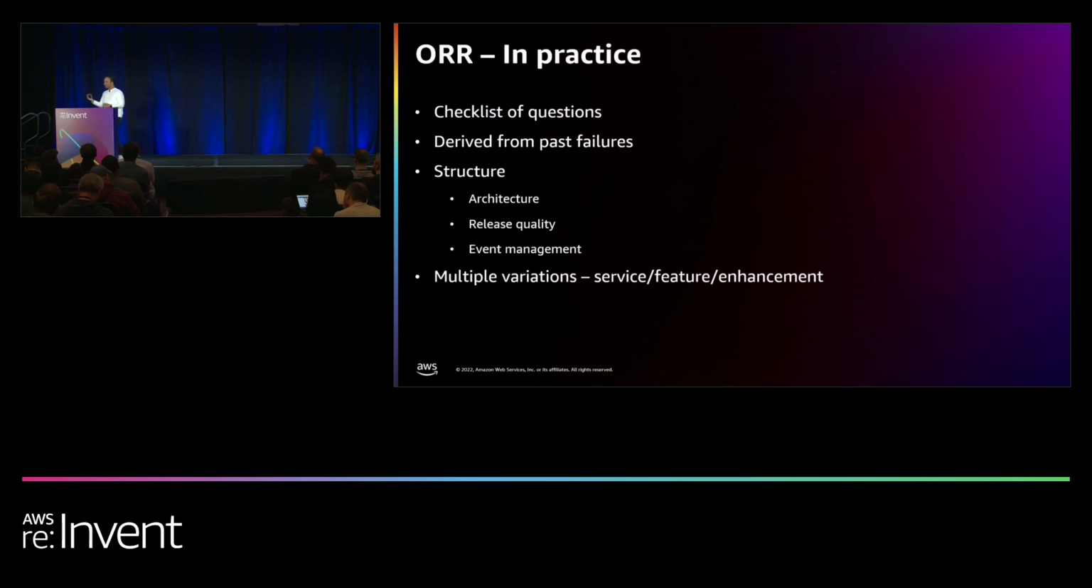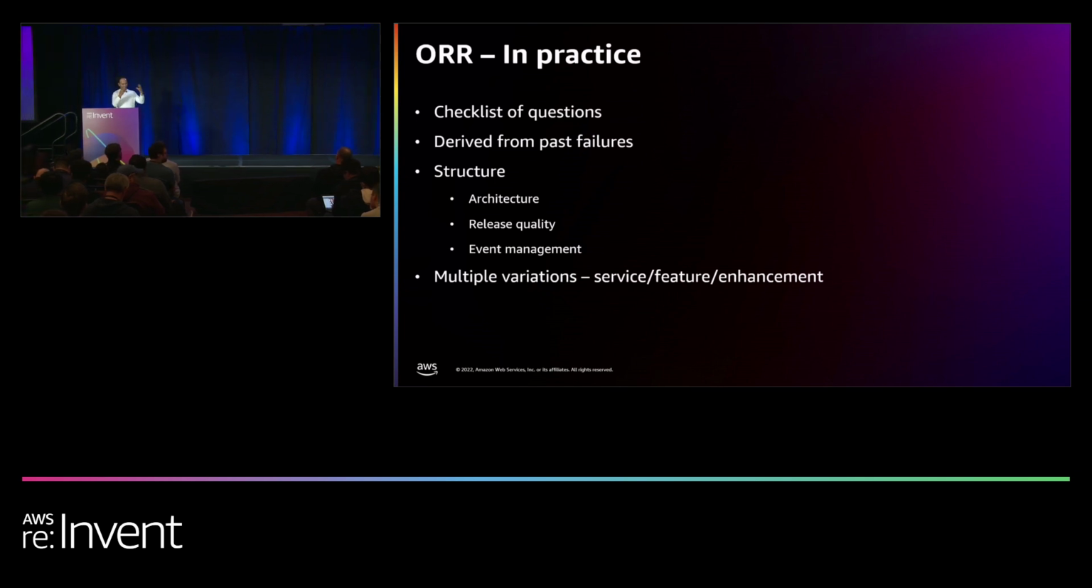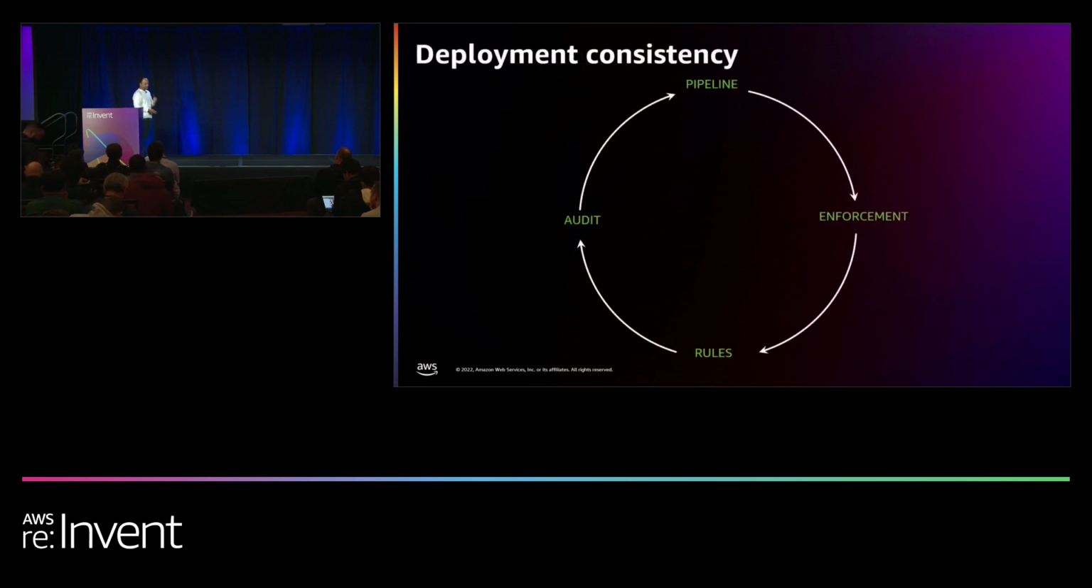And the last category is event management. Incidents always happen. Are you ready to tackle an incident when it happens? Do you have your runbooks ready? Do you have the right monitoring and alarming? Do you have the right metrics? And do you have the right rollback strategy? We have multiple variations of this readiness review as well, right? So you get a different review when you're launching a service than a feature, than an enhancement.